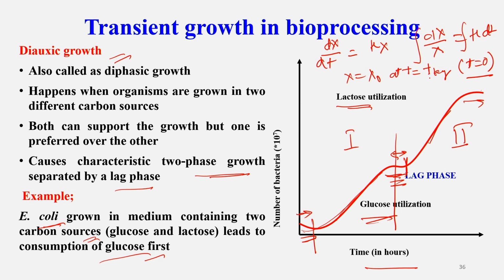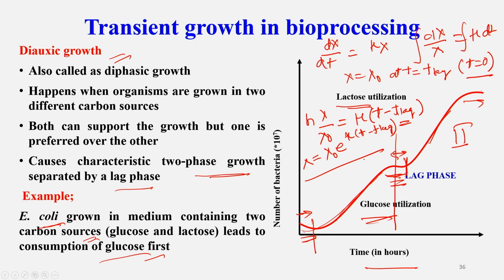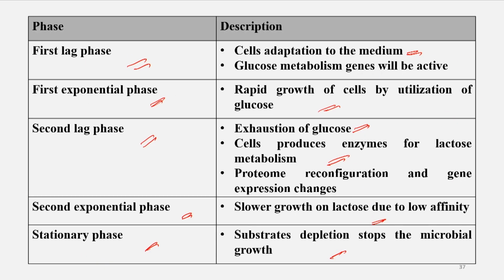So, once you say t equals t lag, then if you integrate this, this will be ln x upon x naught equals mu into t minus t lag. So, in this way we are able to take care of the lag time, or it will be x equals x naught e to the power mu into t minus t lag. So, in this way, lag time can also be incorporated when we are seeing this transient growth.